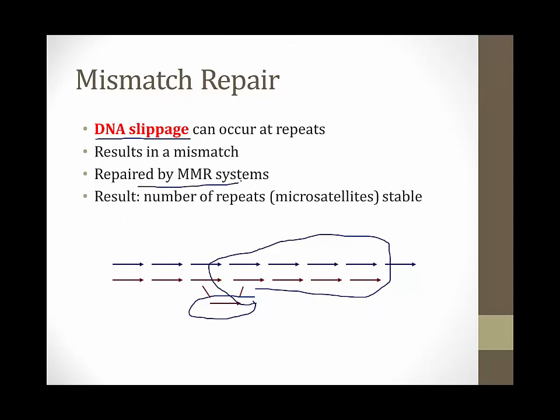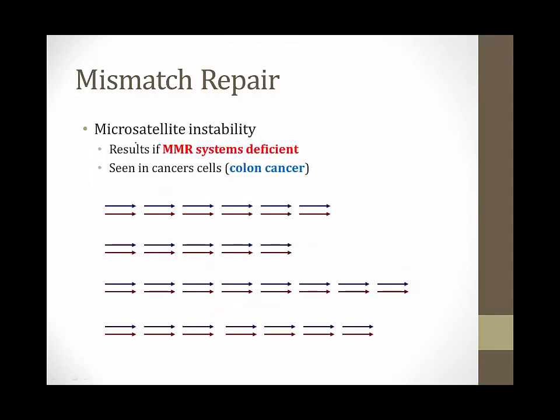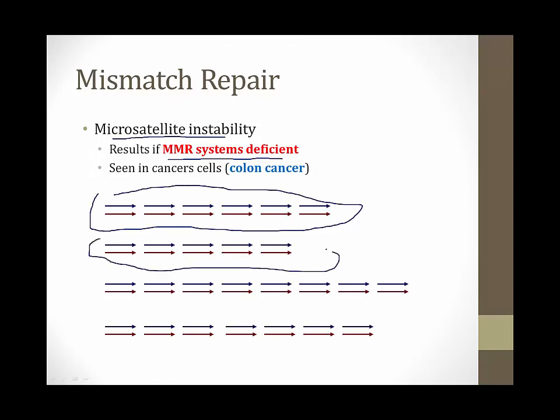And as a result, if you look at the cells in your body, you will find a stable number of repeats or microsatellites from one cell to the next. That's because mismatch repair systems are not allowing DNA slippage to modify the number of microsatellites from one cell to another cell as cells go through rounds of division. So if you understand that, it should be easy to understand that microsatellite instability is what results if mismatch repair systems are deficient. You can get what I've shown on the screen here, where you can have one cell with this number of microsatellites, and then a daughter cell with fewer satellites, and another daughter cell with more satellites, and so on. This is called microsatellite instability.